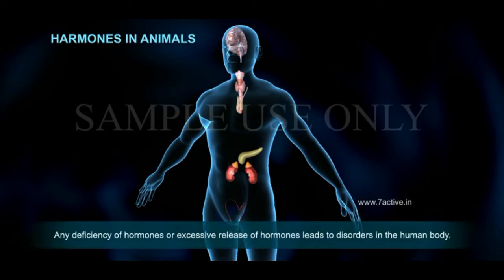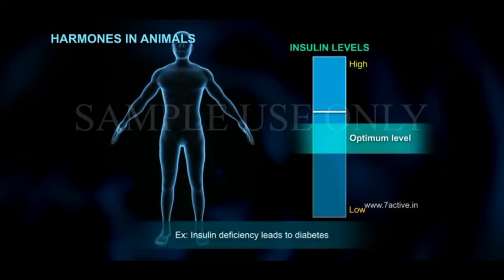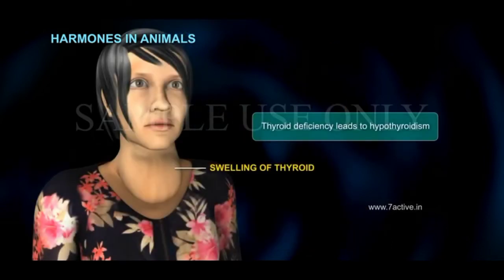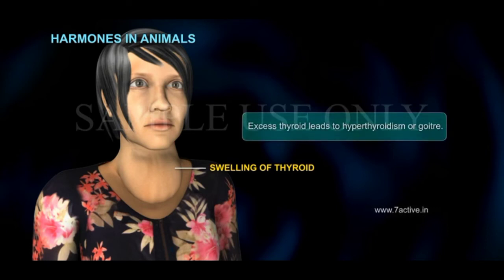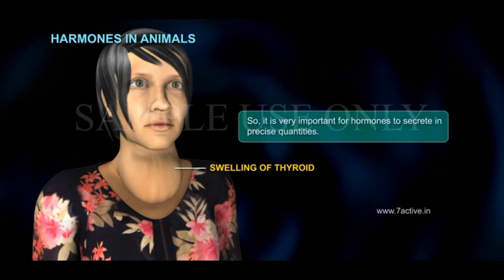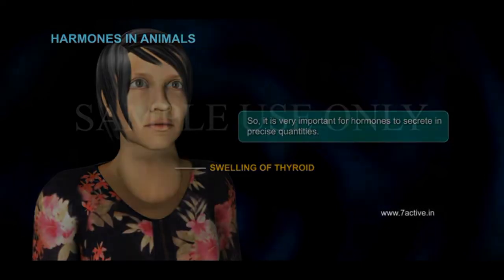Any deficiency of hormones or excessive release of hormones leads to disorders in the human body. For example, insulin deficiency leads to diabetes. Thyroid deficiency leads to hypothyroidism. Excess thyroid leads to hyperthyroidism or goiter. So, it is very important for hormones to be secreted in precise quantities.